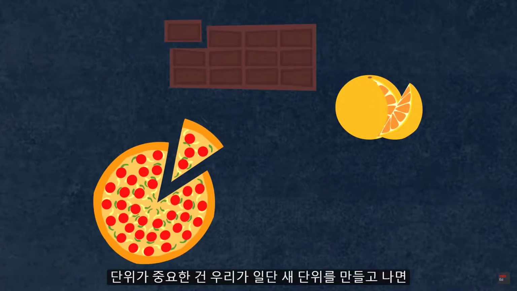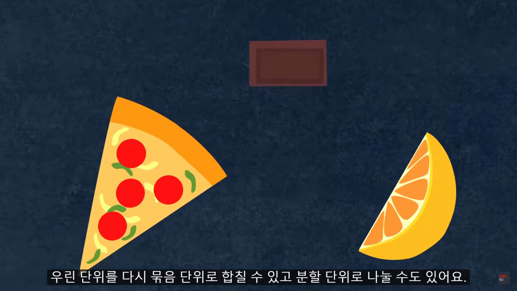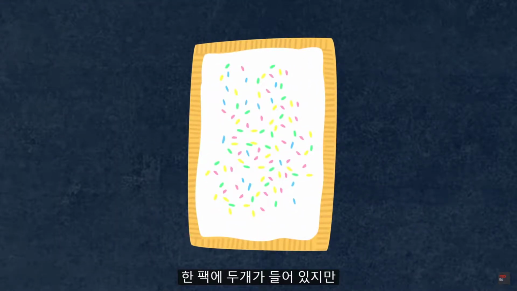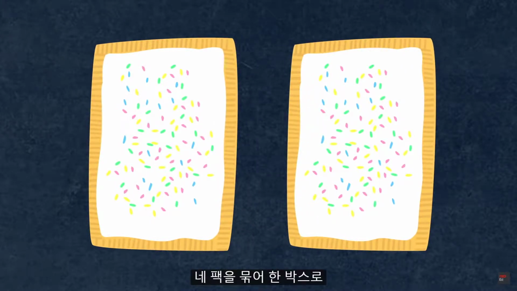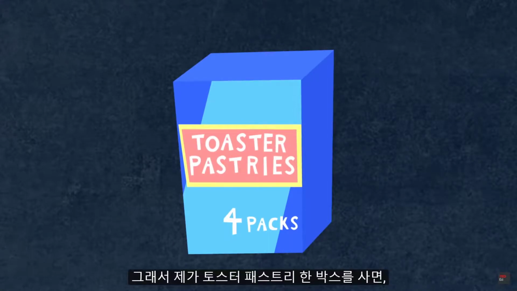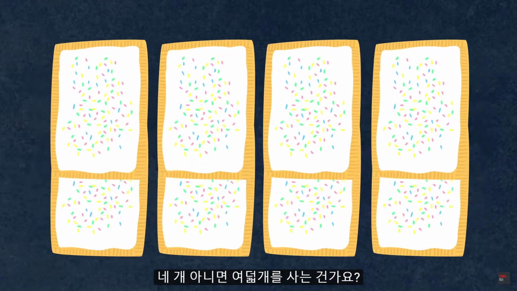The important thing about units is that once we've made a new unit, we can treat it just like we did the old unit. We can compose composed units, and we can partition partitioned units. Think about toaster pastries. They come in packs of 2, and then those packs get put together in sets of 4 to make a box. So when I buy one box of toaster pastries, am I buying one thing, 4 things, or 8 things?